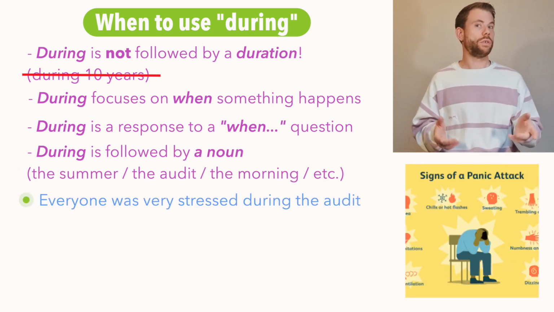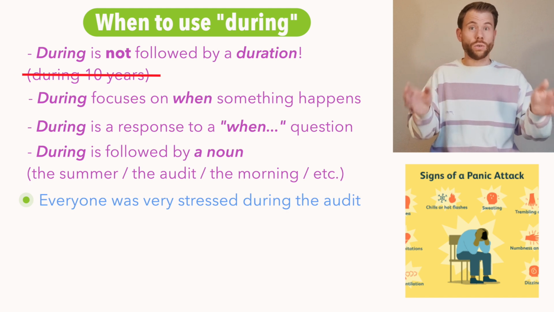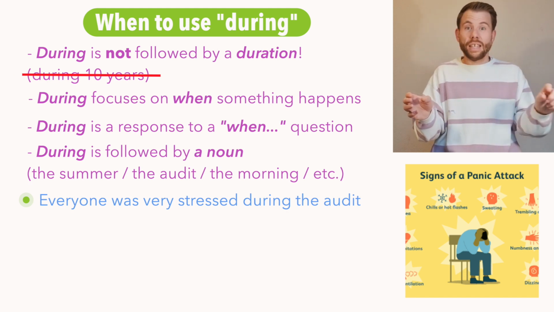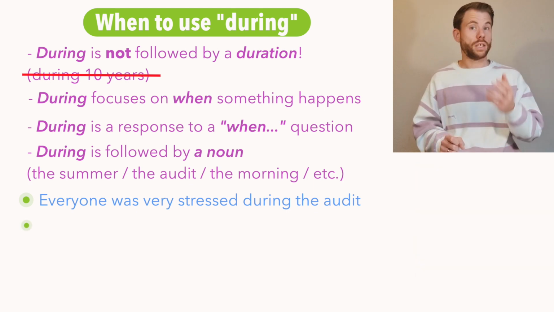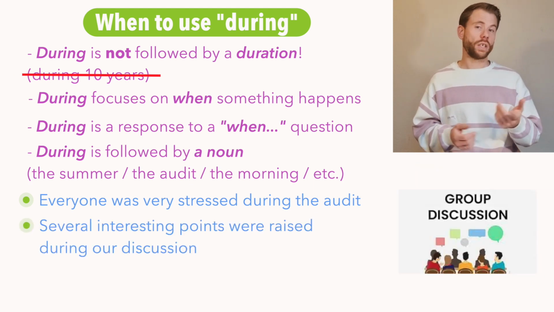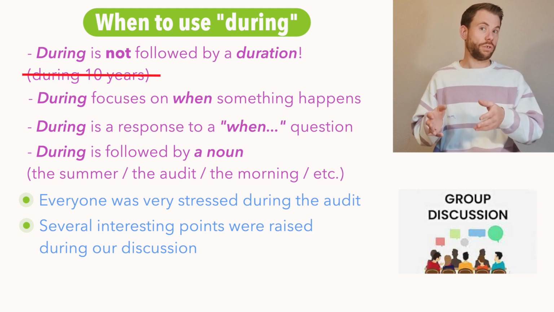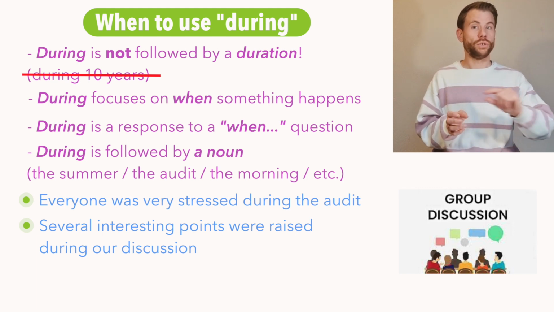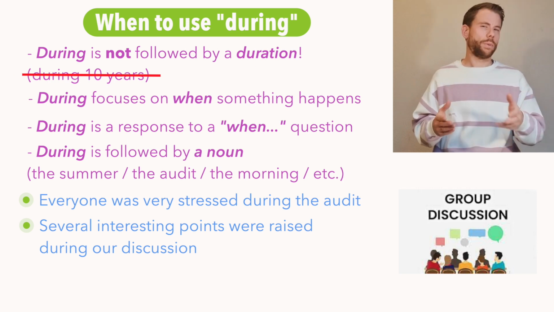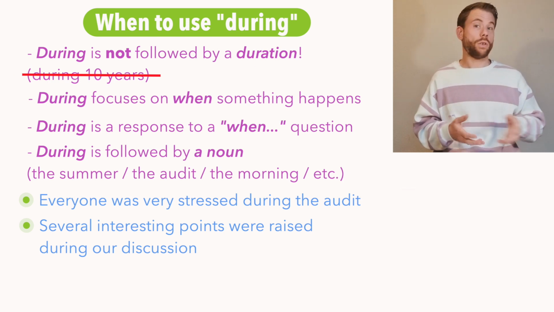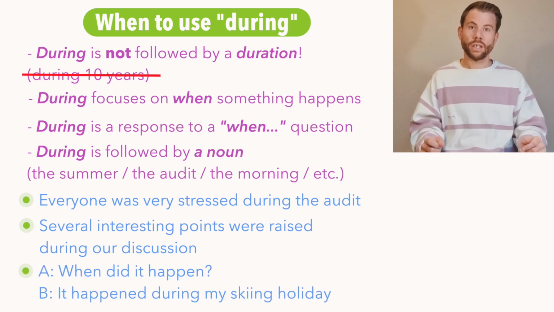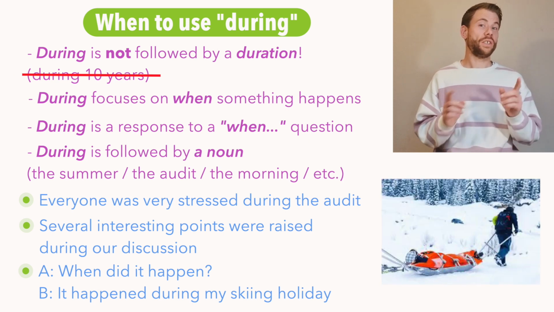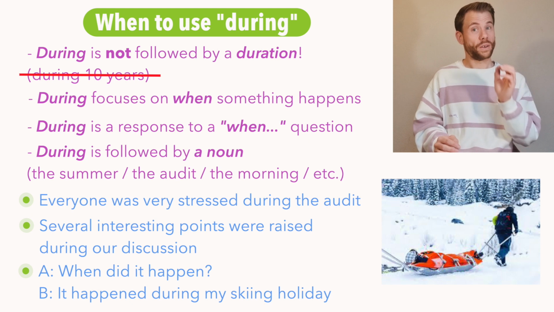everyone was very stressed during the audit. So during the audit, it's a noun, and during this period of time, everybody was stressed. Another example could be, several interesting points were raised during our discussion. So during plus our discussion, this happened during our conversation. Another example, let's use the question this time. So maybe you have a broken leg. Someone could ask you, oh, when did it happen? You could say, it happened during my skiing holiday. So again, focused not on the duration, but when it happened.